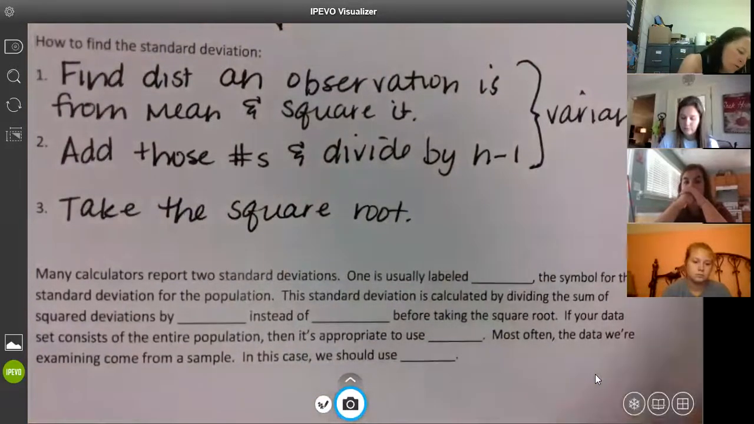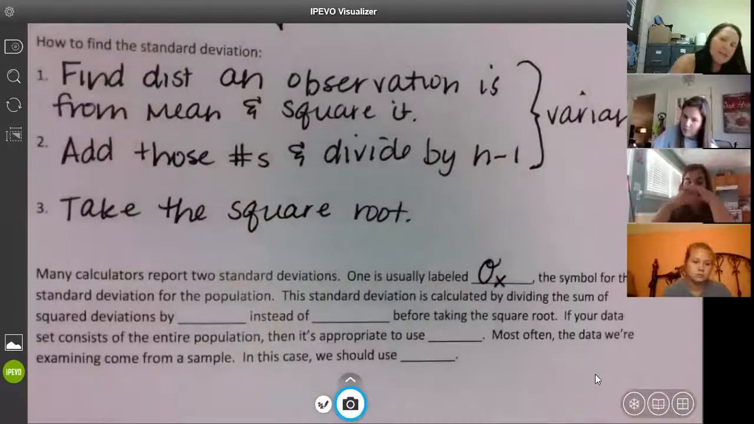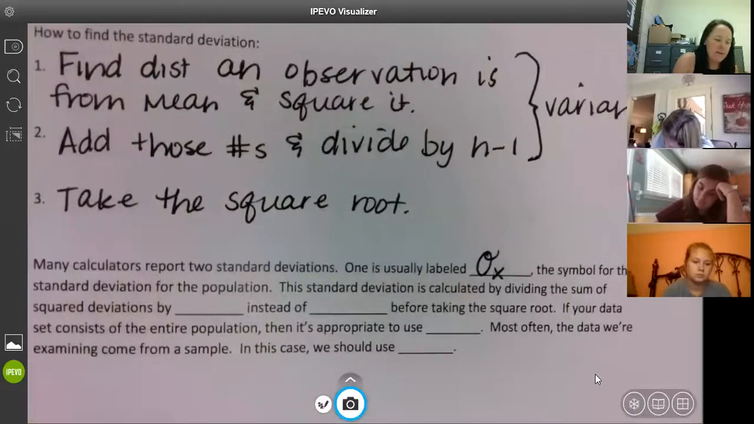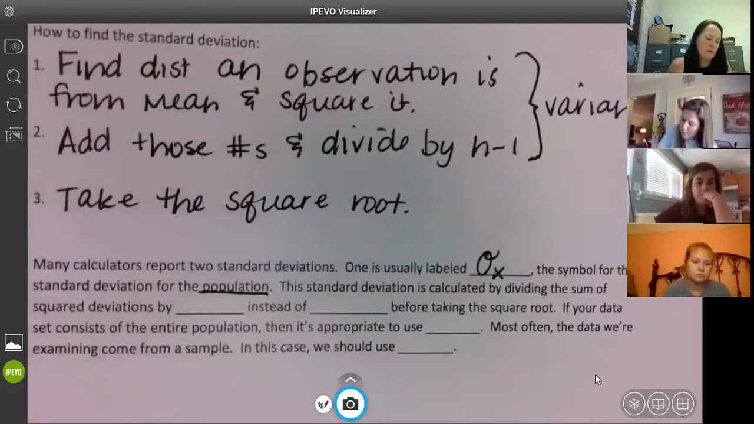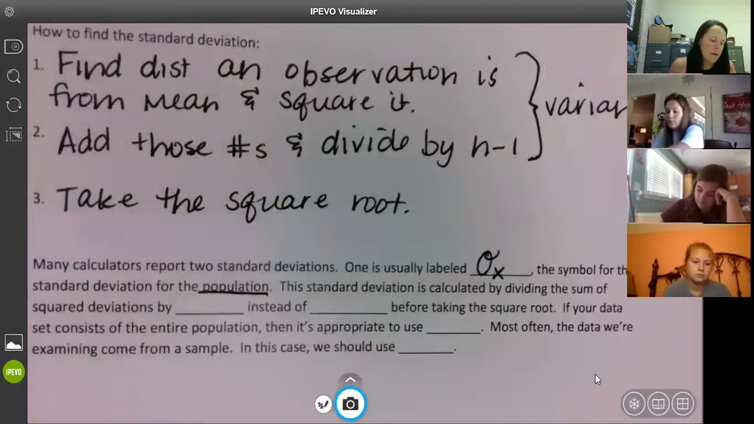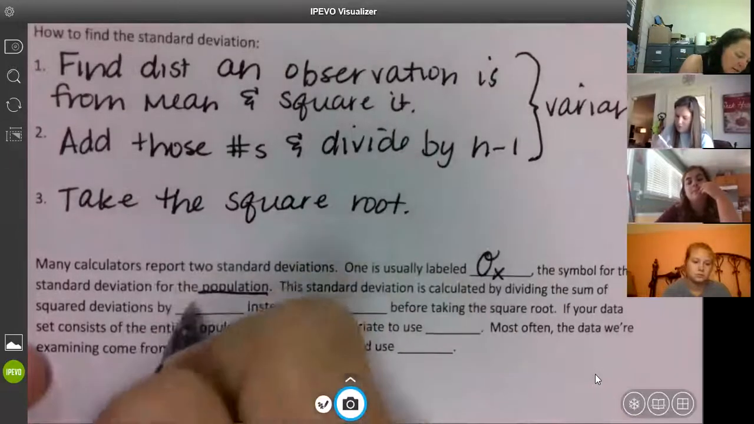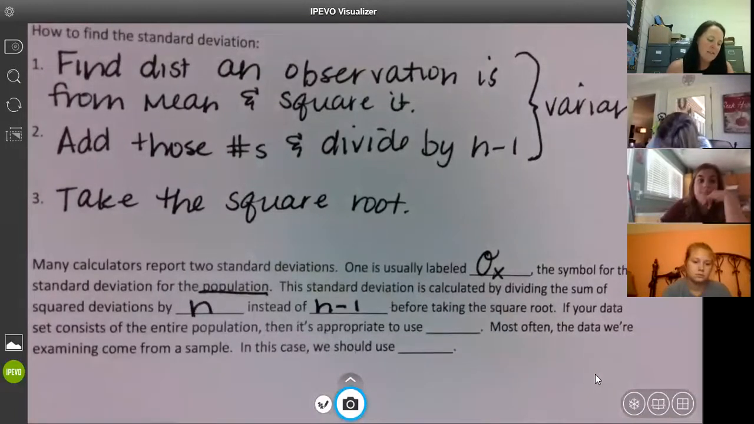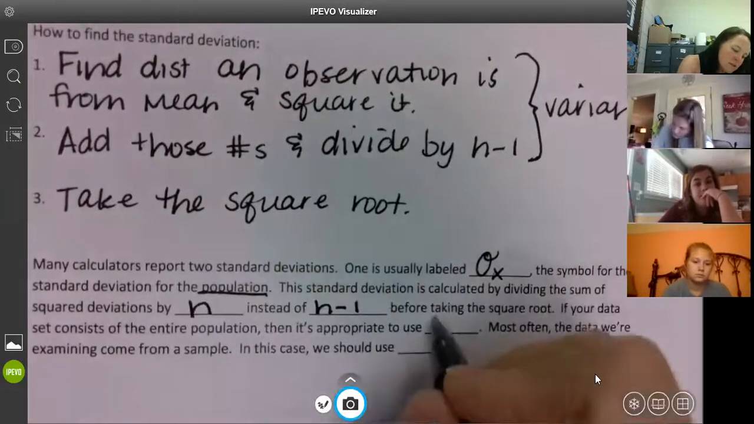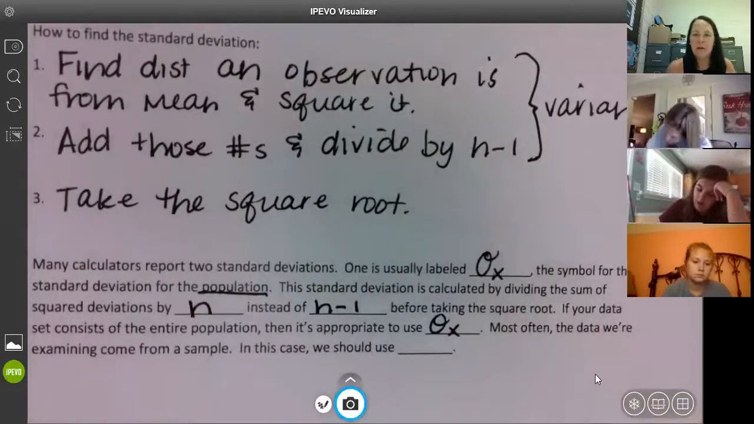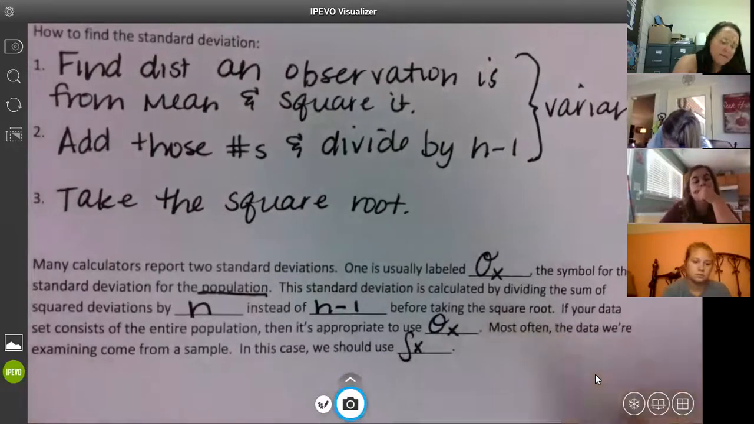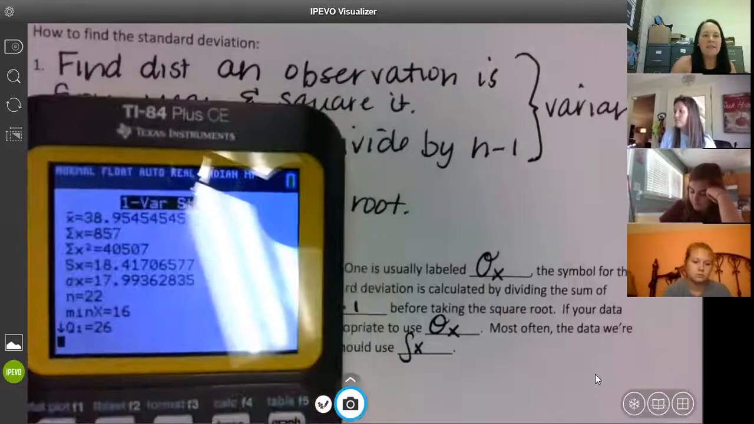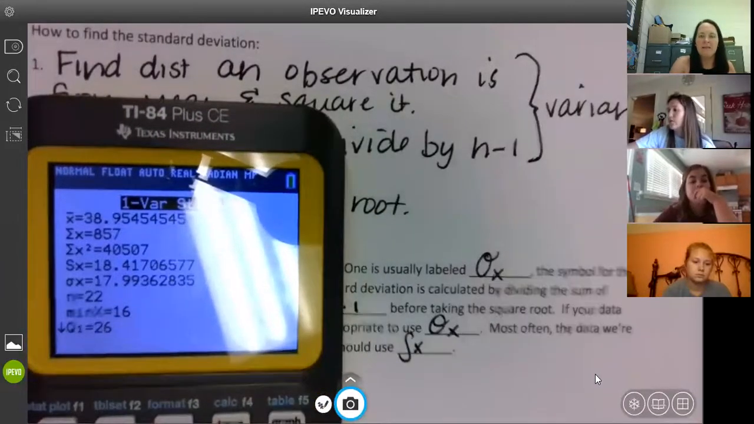One is usually labeled like this. That's the symbol for a population standard deviation. It says this standard deviation is calculated by dividing the sum of the squared deviations by n instead of n minus 1 before taking the square root. If your data set consists of the entire population, then it's appropriate to use that one. We don't typically use that one. Most often the data we're examining comes from a sample. In this case, we should use the S sub x. So if this data set was a sample, we would use the 18 instead.